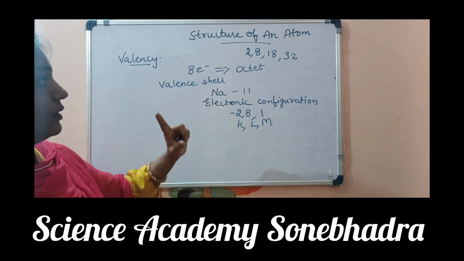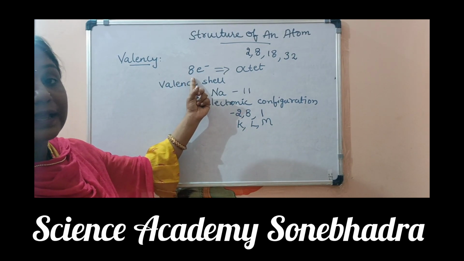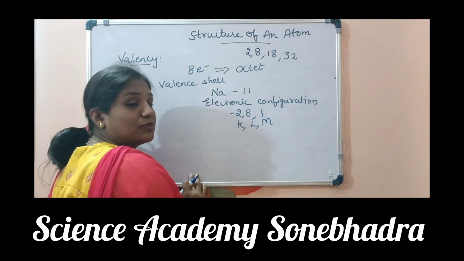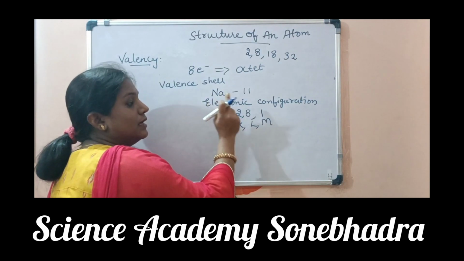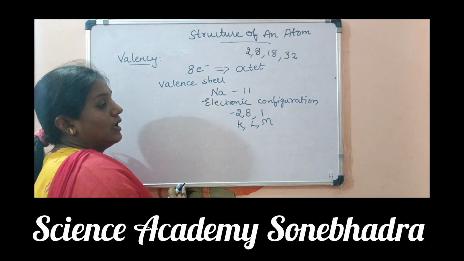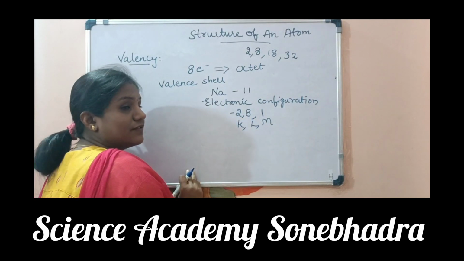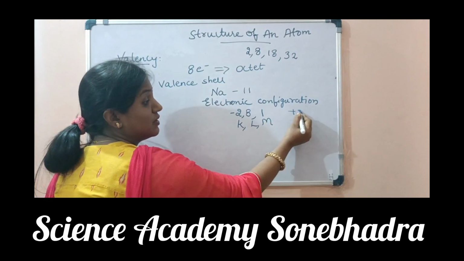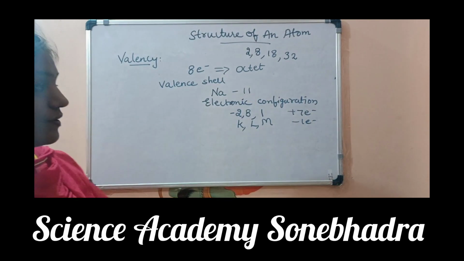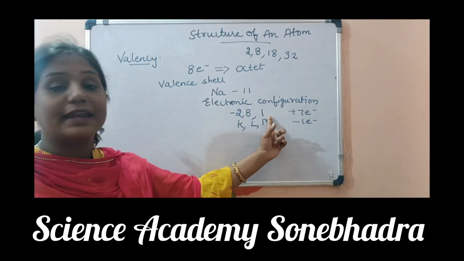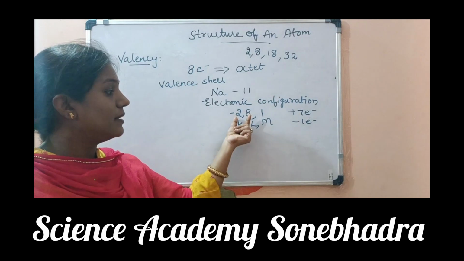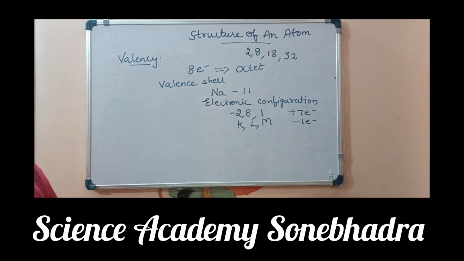Now, what I have told is that an element tries to get 8 electrons in its valence shell. Valence shell means the outermost shell. Now, this sodium needs 8 electrons in its valence shell. So, to get 8 electrons in its valence shell, either it has to gain 7 electrons or it has to lose 1 electron. If it gains 7 electrons, there will be 8 electrons in its valence shell, or else it will lose this 1 electron, and then it will be left with 8 electrons in its valence shell.